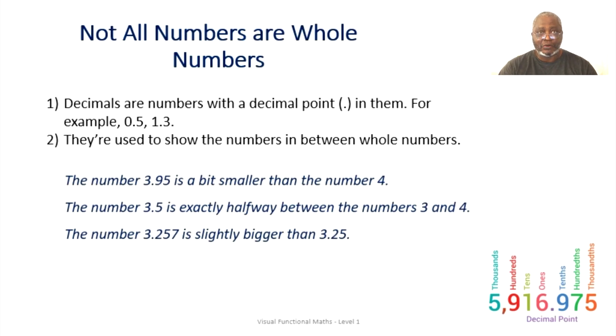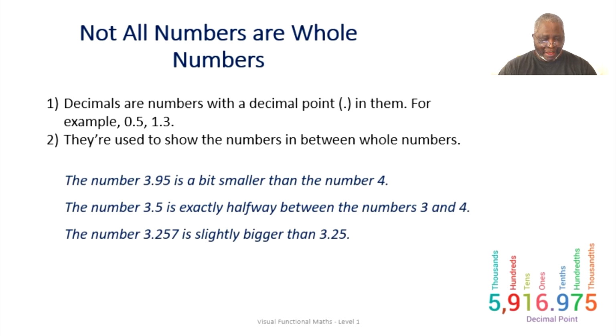Not all numbers are whole numbers. Decimals are numbers with a decimal point in them, like what you're seeing on the screen. For example, 0.5, 1.3, and so on. Some decimals are like 1.287, with 3 decimal places. What are they? They're used to show the numbers in between whole numbers.